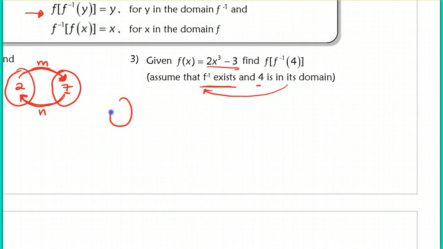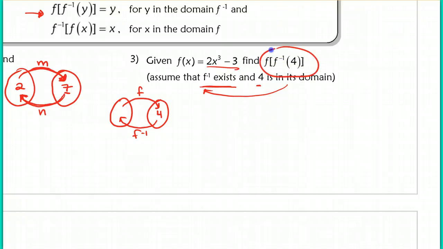So if I draw out a picture of this kind of mapping, let's call this f here and f inverse. We're saying that 4 for sure is in the domain of f inverse, which means it had to have been an output of f, right? So if I take this straight from the definition, I know that this should equal 4. This is just the identity that we were just discussing.